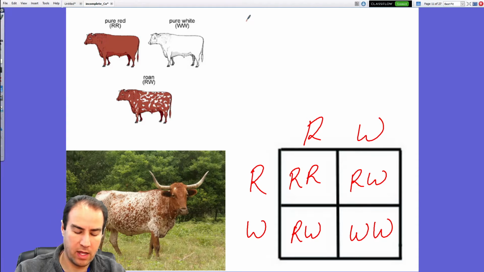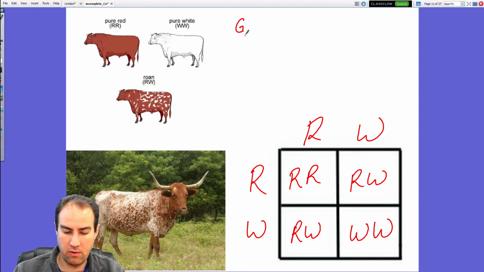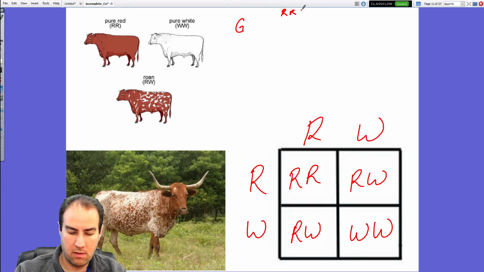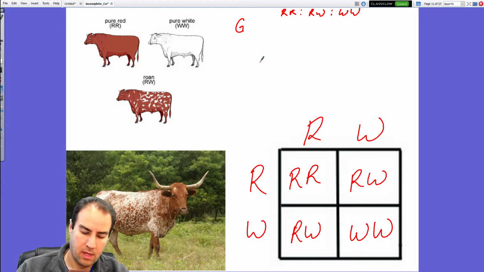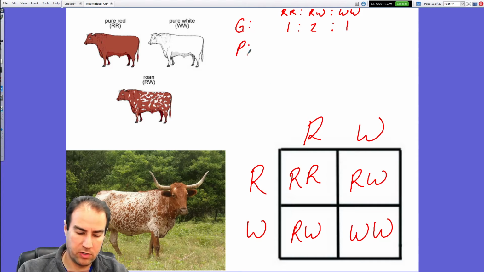And so if we go ahead and do our genotypic ratio, it's going to follow that same pattern that we talked about with incomplete dominance. You go ahead and count up how many you have. One of those, two of those, and one of those. Same thing goes for the phenotypic ratio, where you go ahead and look at how many are red. Well, there's only one. How many are roan? We have two. And how many are white? Well, we have only a single.